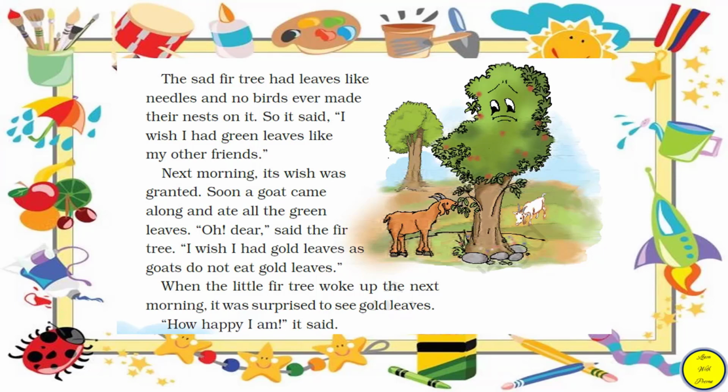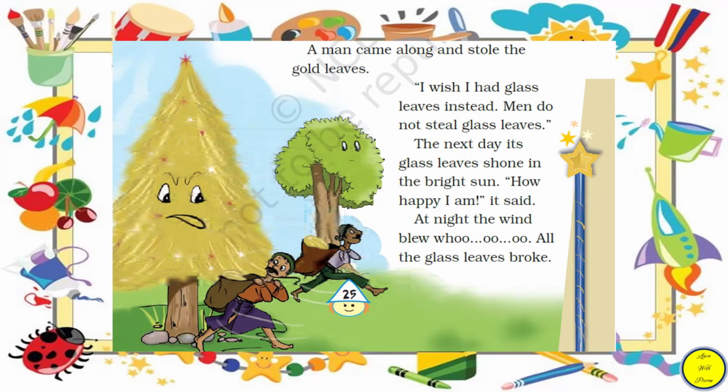When the little fir tree woke up the next morning, it was surprised to see gold leaves. So children, what happened the next day? The next morning, the tree had gold leaves and it was so delighted to see the gold leaves. How happy I am, it said. A man came along and stole the gold leaves. Now, a thief came and stole all the gold leaves from the tree.